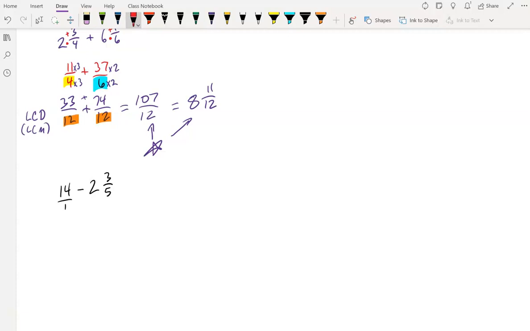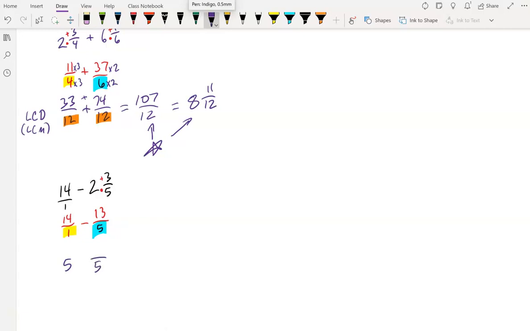So I am going to multiply my whole number times the denominator 5. 2 times 5 is 10 plus the 3 is 13. I keep the denominator the same, 13/5. And now I have 14/1 minus 13/5. You can see they do not have a common denominator, so they need one. Now this should be an easy one to find because the smallest number that 1 and 5 will both go into is 5.